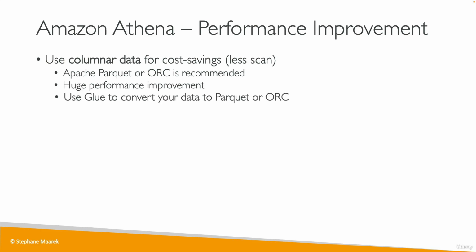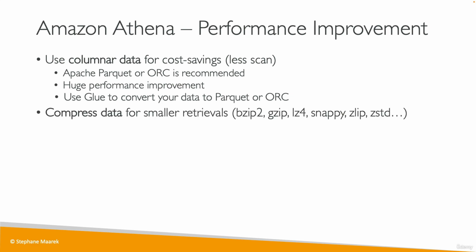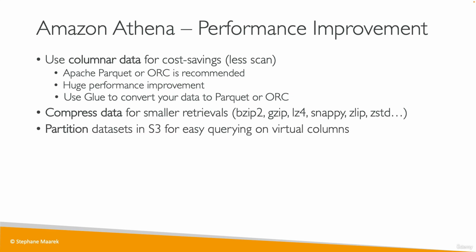To get your files into the Apache Parquet or ORC format, you must use a service that we'll see as well in this section. For example, Glue. Glue can be very helpful to convert your data as an ETL job between, for example, CSV and Parquet. Also, because we want to scan less data, we need to compress data for smaller retrieval. There are different compression mechanisms you can use that I've listed right here.